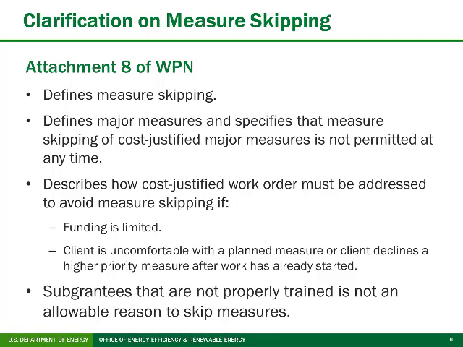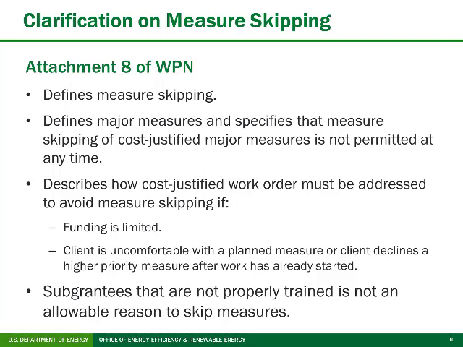Attachment 8 of this WPN includes a clarification on measure skipping. First, it defines measure skipping. It clarifies that skipping any measure that is on the approved priority list or produced by the approved audit tool must be installed. Skipping any of those measures would be defined as measure skipping. So installing a measure further down the list in priority without installing one above it would be measure skipping.